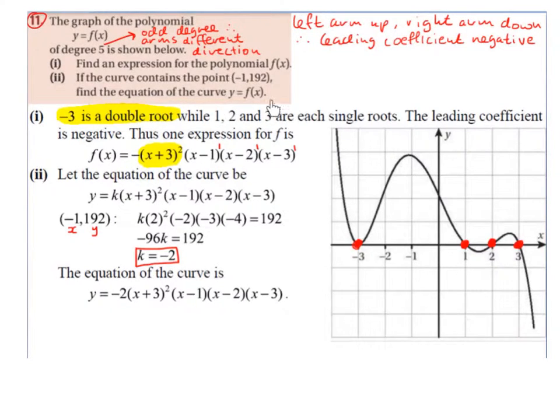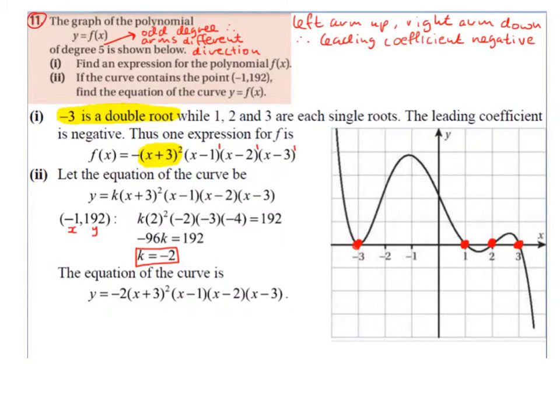While 1, 2, and 3 are each single roots. At 1, 2, and 3, we can see that our graph just crosses at those points. So there's not a turning point, and there is not a leveling off or a kink in our graph. We can see our graph directly cuts the x-axis at 1, it directly cuts the x-axis at 2, and it directly cuts the x-axis at 3. So if x is equal to 1, 2, and 3, then the factors are going to be x minus 1, x minus 2, and x minus 3, and each of these will be to the power of 1 because they are single roots.